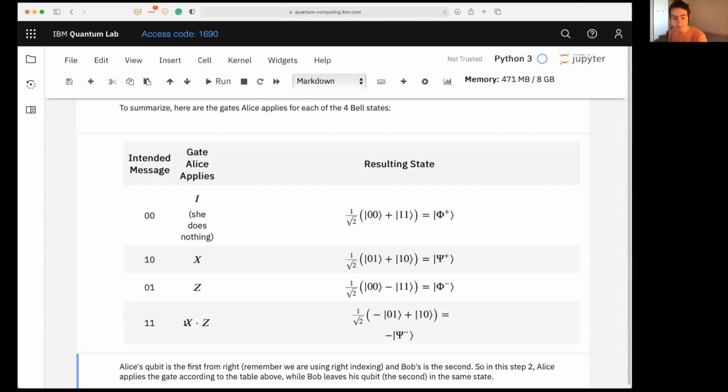We'll talk more about it in the optional content. But yeah, she'll apply basically both of the gates, and then you get negative psi minus, which is a little bit of an annoying inconsistency. But remember, this negative is a global phase. As long as this is not a relative phase, it's not going to matter. So it is negative psi minus, but because that negative is just a global phase, it's basically transforming the state into psi minus.